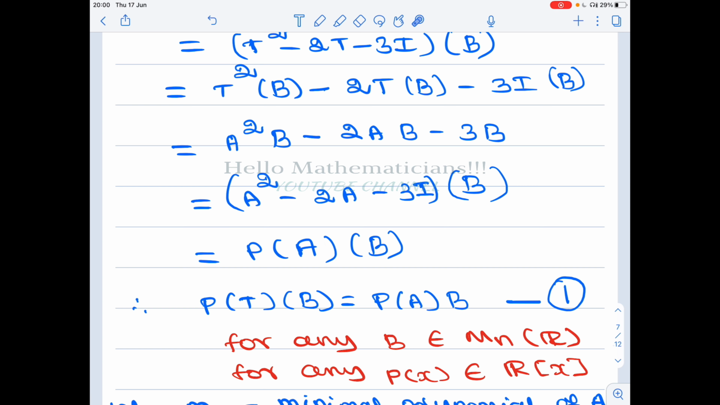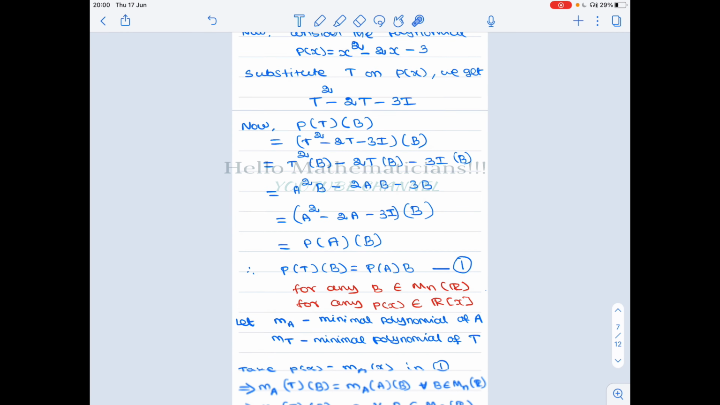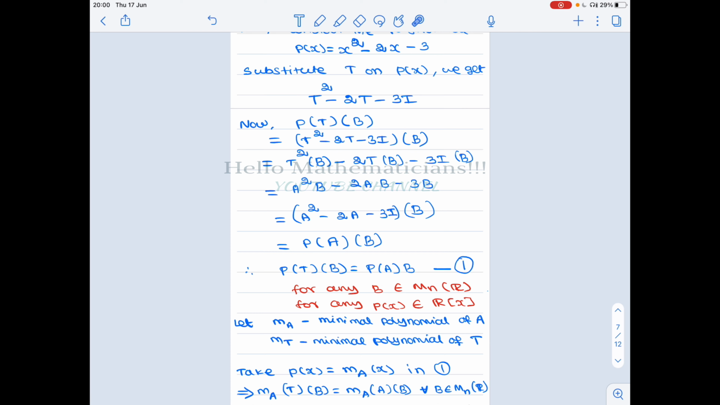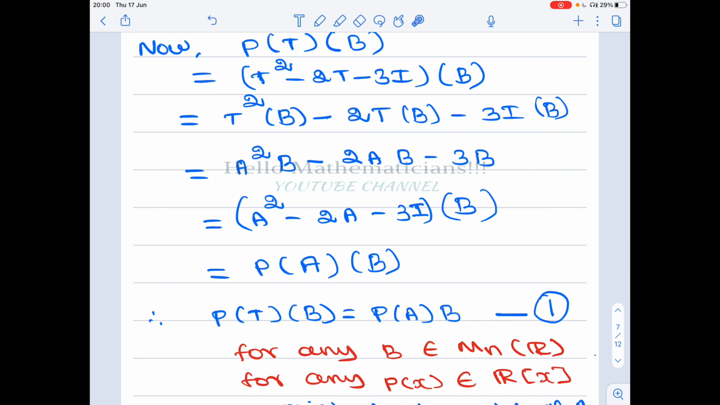So we have proved that p of T evaluated on B is equal to p of A multiplied by B. So we have proved that p of T times B equals p of A times B. Here we don't need brackets. This is just the matrix multiplication. p of A is an n by n matrix, B is an n by n matrix, and we just need to take the product.